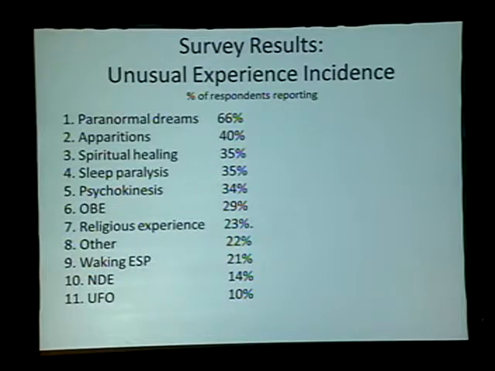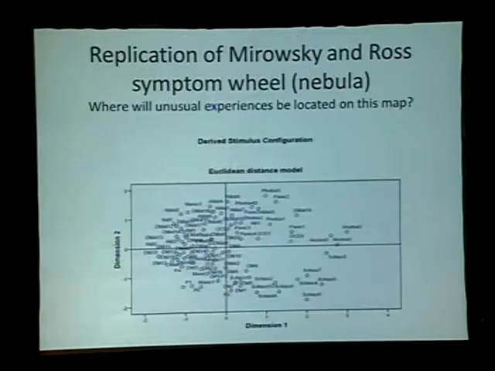That was part of my study, hypotheses related to another study, because we were interested in sleep paralysis and high blood pressure, whether there would be a correlation. And there was not, to our surprise. Well, my study replicated Murawski and Ross's symptom wheel. It had a nebula configuration. And then the question is, where will the unusual experiences be located on this map?